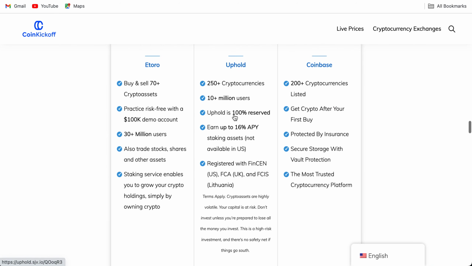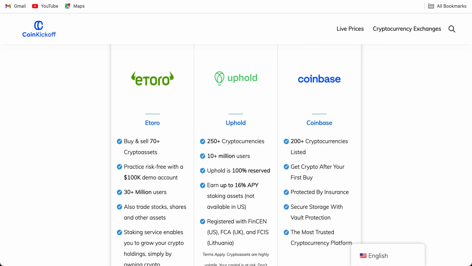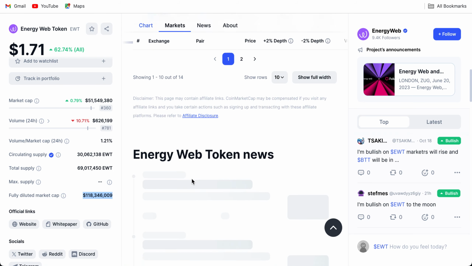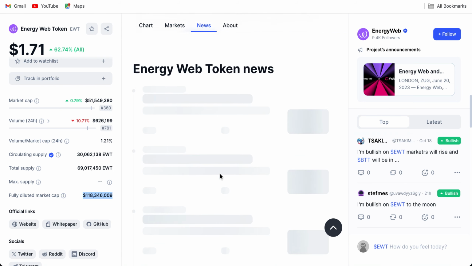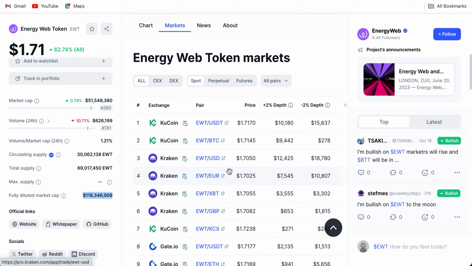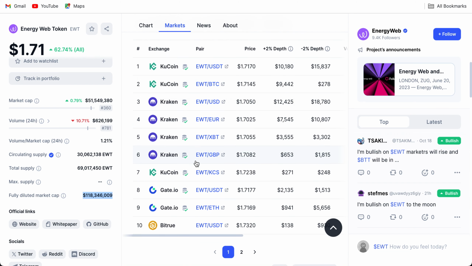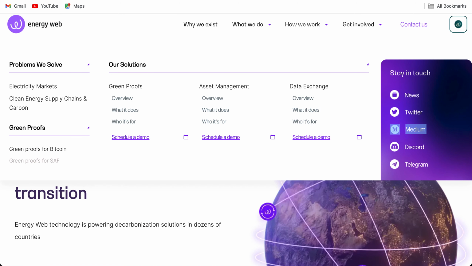So guys, where you can buy Energy Web token, let us see in the market. The video is not being ended yet. I'm just showing you guys KuCoin, Kraken, Gate.io, Bitrue. Anyways, let us look at the website.